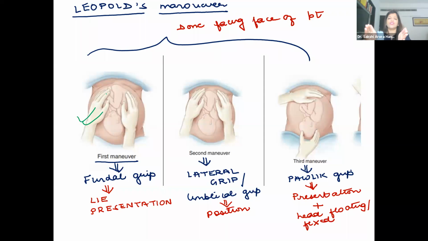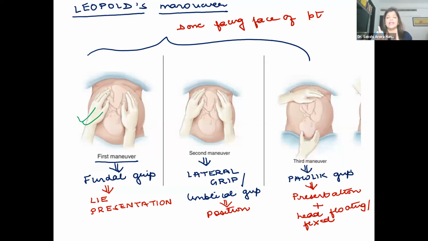Now, gradually, you are going to come down, and you are going to use just one hand. The ulnar border of your right hand should be above the pubic symphysis. Make a cup and try to feel what you are feeling just above the pubic symphysis. This you are doing again facing the face of the patient with a single hand. This is Leopold's third maneuver, which is called the Pawlik grip, right?